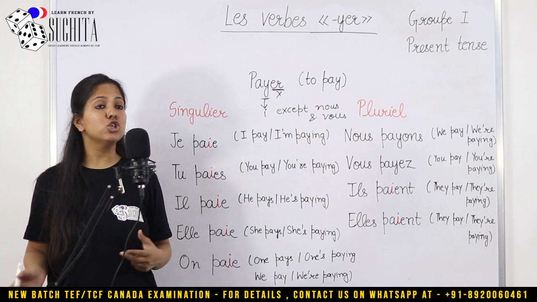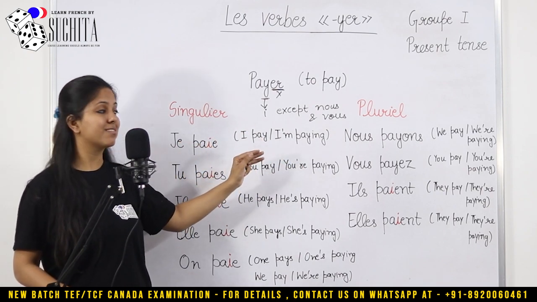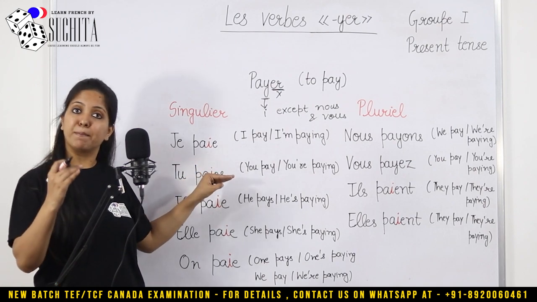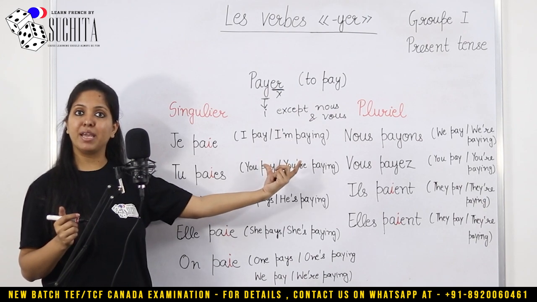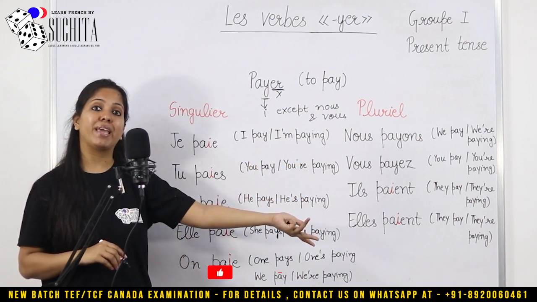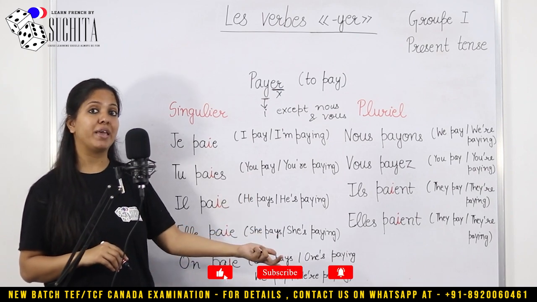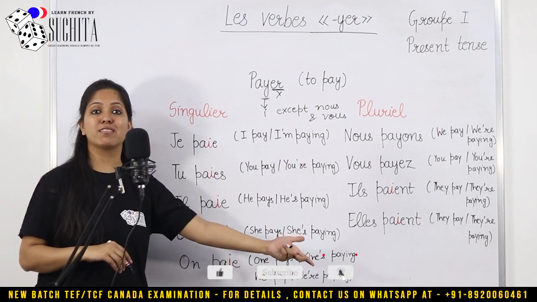The meaning in English? I pay or I am paying. In French, the present tense is equivalent to simple present tense and present continuous tense, both. So, I pay or I am paying. You pay or you are paying. He pays or he is paying. She pays, she is paying. We pay, we are paying, or one pays, one is paying.